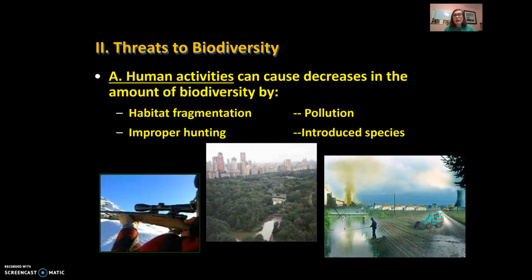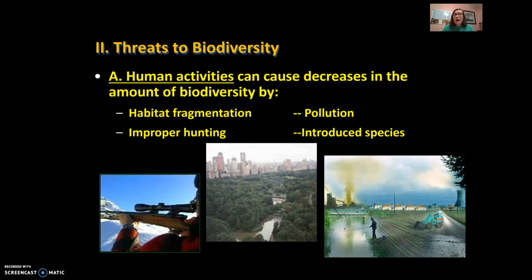And then lastly would be introduced species. What this means is that a lot of times humans bring in plants or bring in animals to a new place where they're not naturally found. Let's say I find a really cool plant that I want to put in my garden, but it's only found in Asia. And so I order that plant, I bring it here, I plant it in my garden. I'm bringing in a species that is not normally here, and it's going to impact the species of plants that are normally in this area.